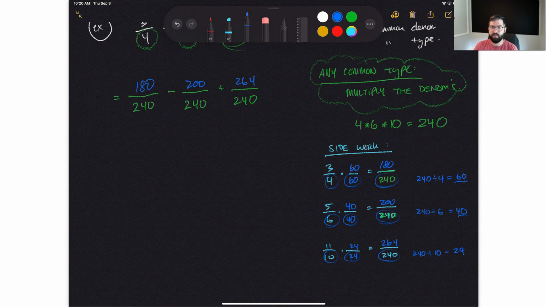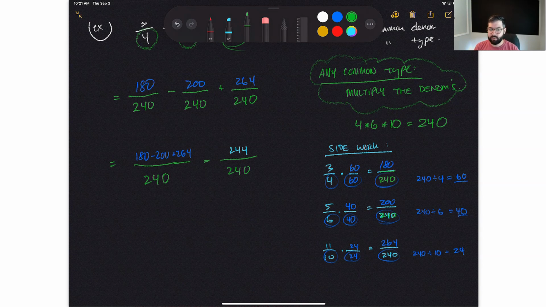So now we've got everything converted to the correct type, and so now we can put them all into that drawer, right? This is all going into that cache drawer of the 240th. How many do we have now? Well, now it's 180 minus 200 plus 264 for a grand total of, well, we do them in order from left to right: 180 minus 200 is negative 20, plus 264 gives me 244. And it's okay to use your calculator here. We very much want to be using that tool.